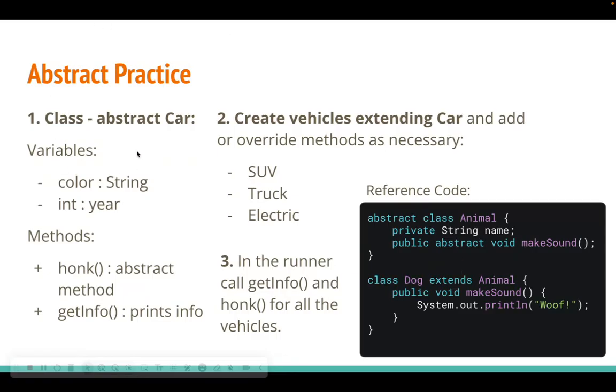So create an abstract class Car with instance variables color and year, and then go ahead and create these methods where honk is an abstract method and getInfo will print the info. Then go ahead and create these vehicles that extend Car and add or override methods as necessary. In a runner class, go ahead and call getInfo and honk for all vehicles. So pause the video, work on that, and unpause when you're ready to continue.